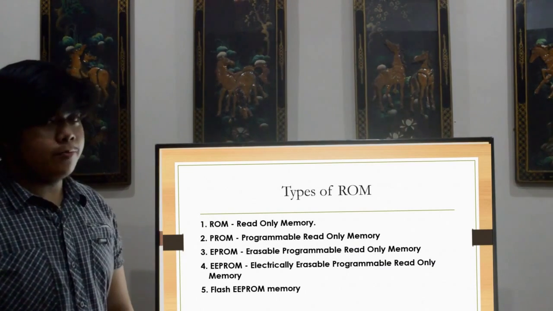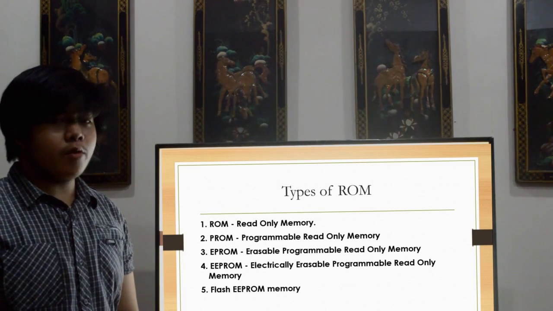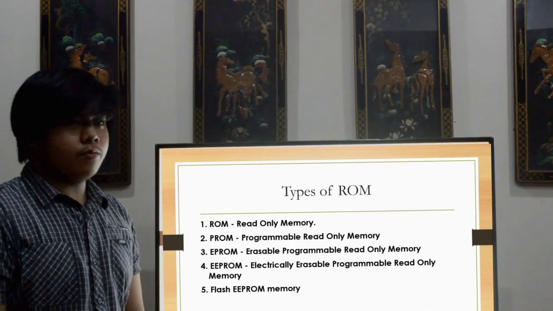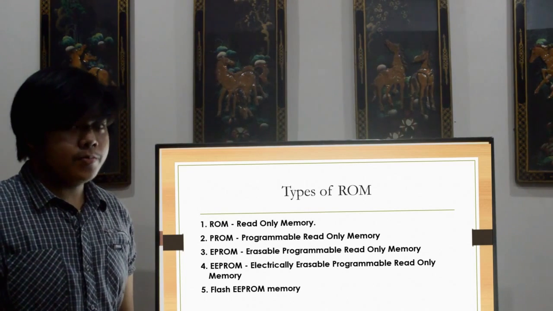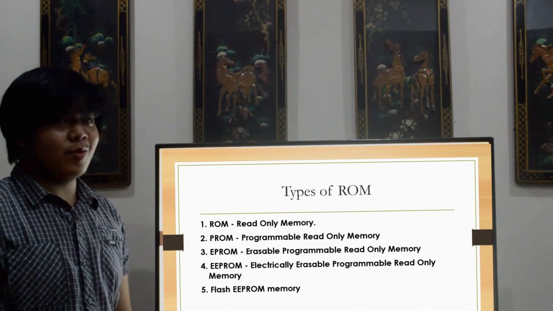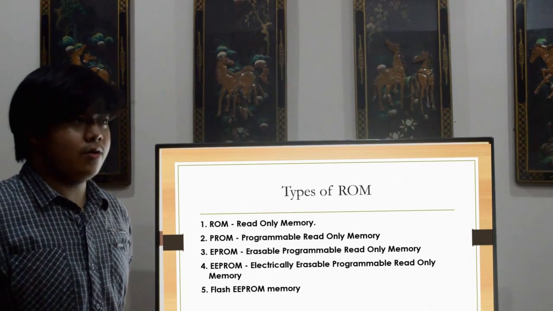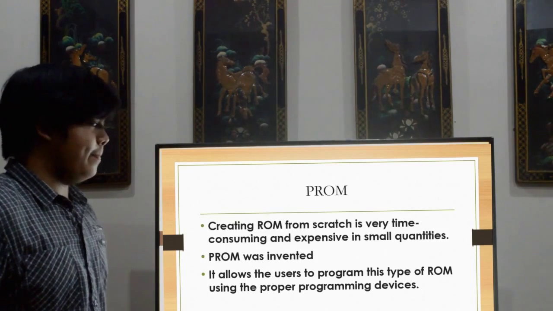These are the types of ROM: ROM, read-only memory; PROM, programmable read-only memory; EPROM, erasable programmable read-only memory; EEPROM, electrically erasable programmable read-only memory; and the last one, flash EEPROM memory.